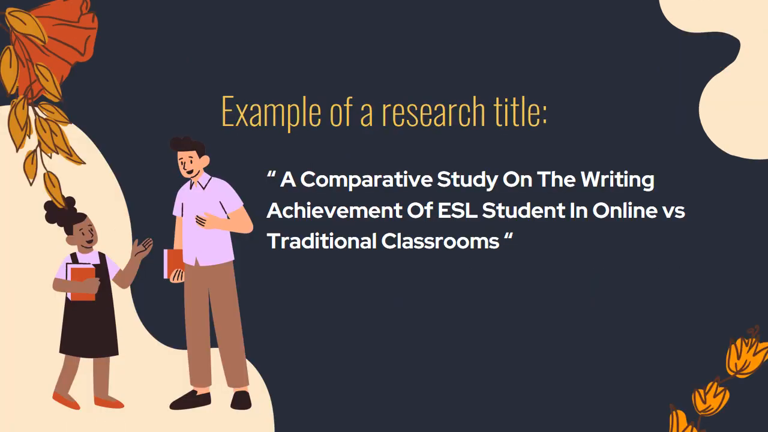The example of a research title is a comparative study on the writing achievement of ESL students in online versus traditional classrooms. This research used an independent t-test because the study compares two different groups of students, which is online versus traditional. The independent t-test is used because I want to know if there is a significant difference between the means of two independent groups.